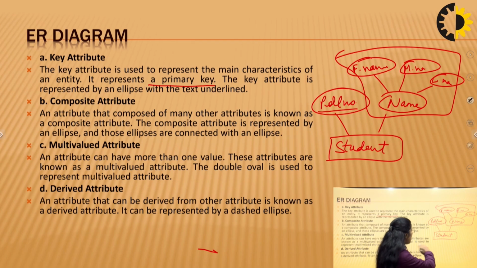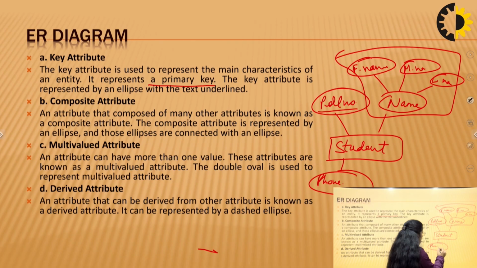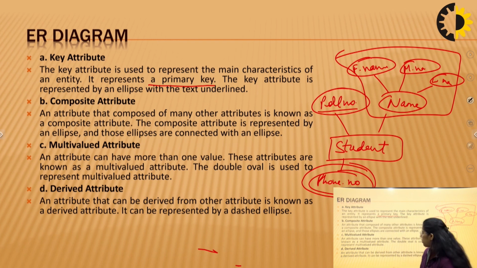For example, here if we have phone number, so there is a chance that our student has multiple phone numbers. So we will be representing this multi-valued attribute with a double ellipse or oval.